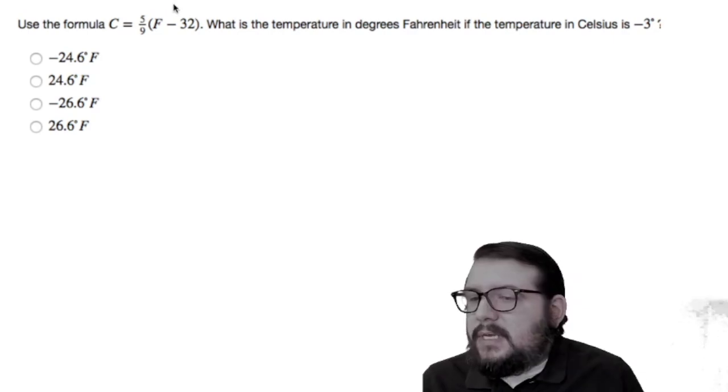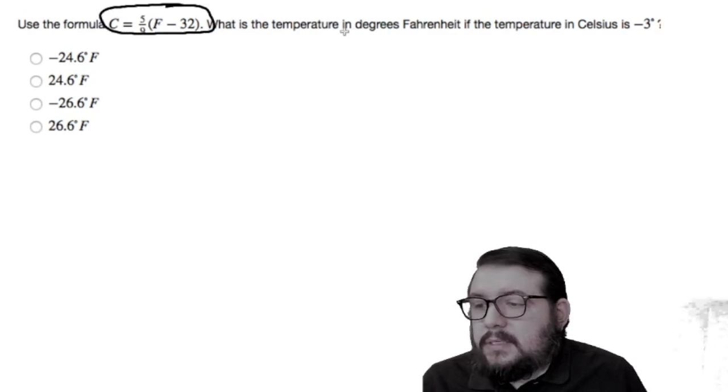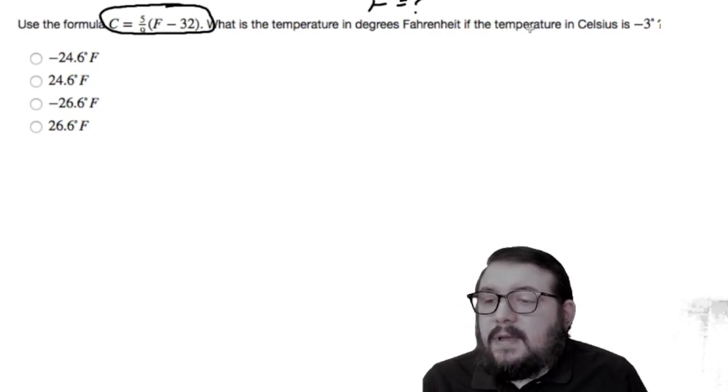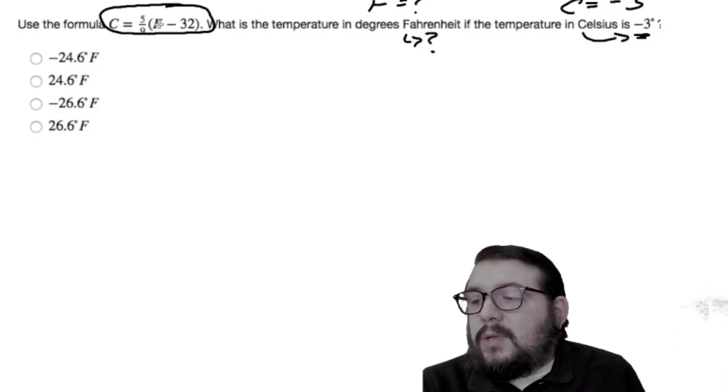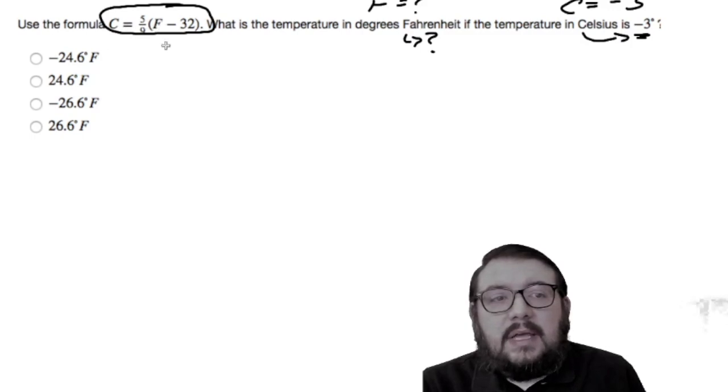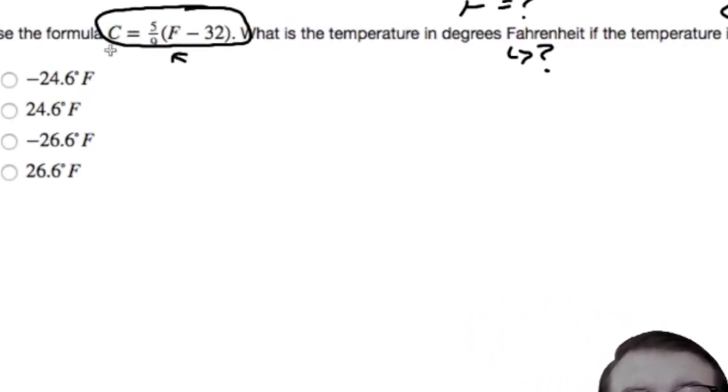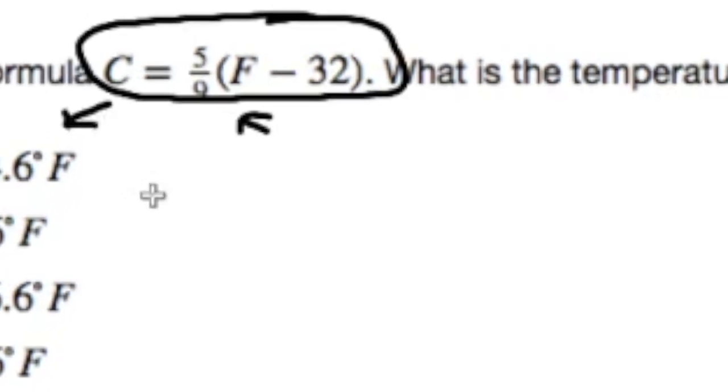Use the formula C equals blah blah blah. What is the temperature in degrees Fahrenheit if the temperature in Celsius is -3 degrees? -3 is my input, so that's my Celsius, and my Fahrenheit is going to be my output. Now, the problem with this equation that they gave me is, look, it looks like my Fahrenheit should be my input and my Celsius should be my output. So that is not a match.